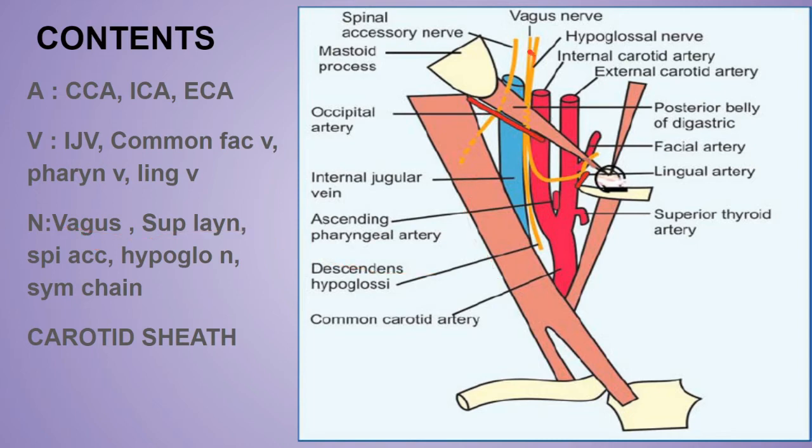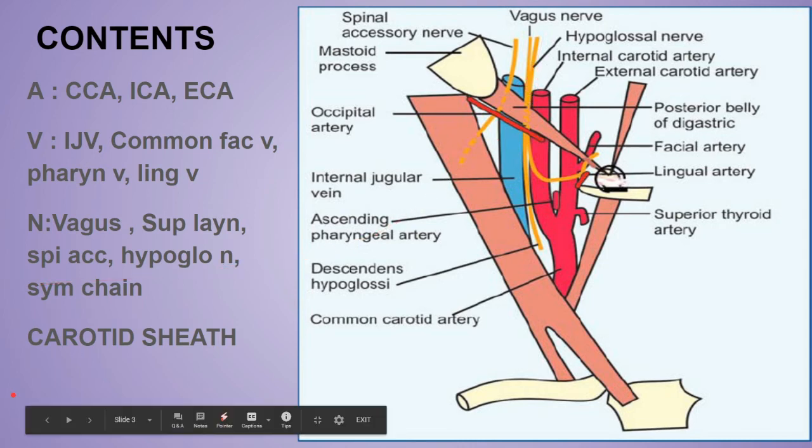Now the nerves. In the nerves we have first of all the vagus nerve. Over here, this is the vagus nerve. Then the superior laryngeal branch of the vagus nerve, and remember, the superior laryngeal branch of the vagus nerve divides into the external and the internal laryngeal nerve. Then the spinal accessory nerve, which is the cranial nerve number 11. And the hypoglossal nerve. This is the hypoglossal nerve. And the sympathetic chain. Also in the contents we have the carotid sheath. Carotid sheath is one of the deep cervical fascia of the neck.